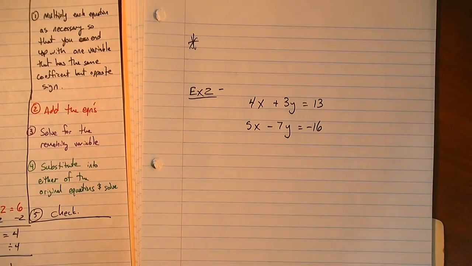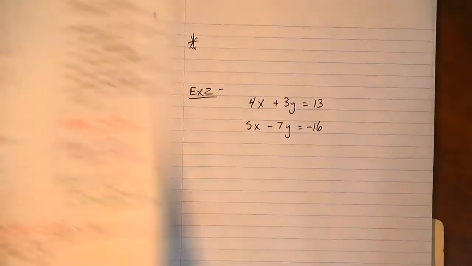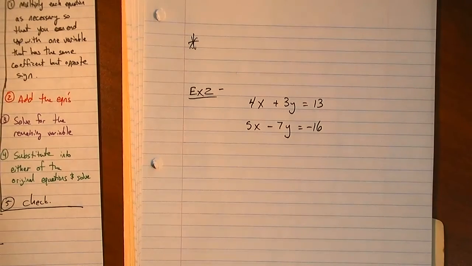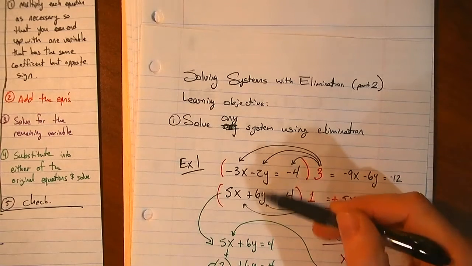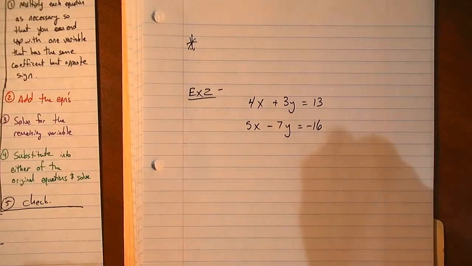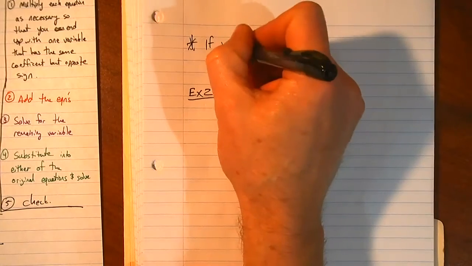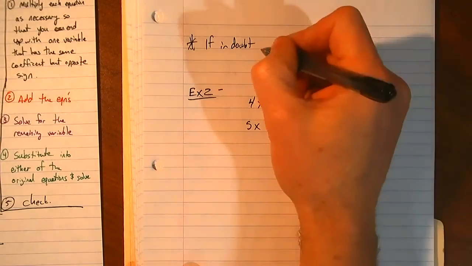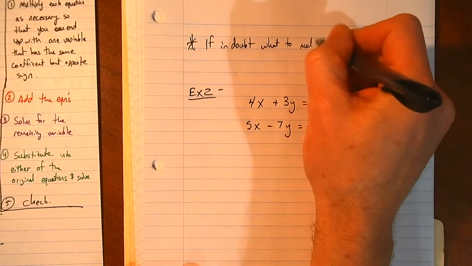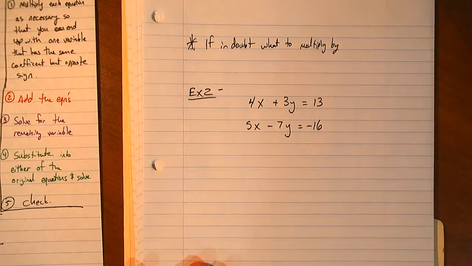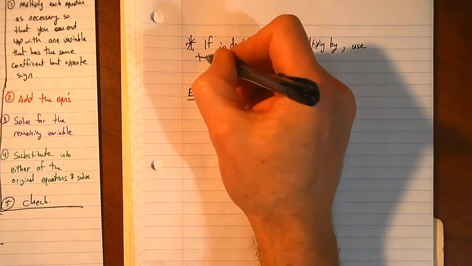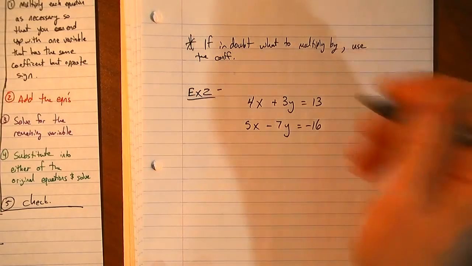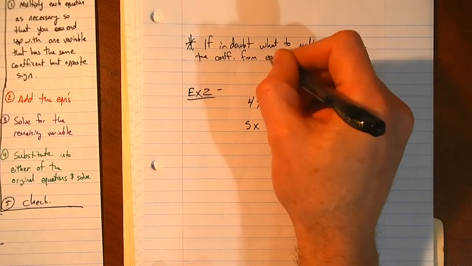Now, it's not immediately obvious. Like before, on the problem that we just did, where's the problem that we just did? Here's my paper. On the problem we just did, I recognized that 2 times 3 gave me 6. So I could see, oh, there's a number that I can multiply 2 by so that it equals 6. And that was nice and simple. This one, there's not something nice and simple like this, okay? So if you're ever in doubt what to multiply by, then what you can do is use the coefficients from each equation.